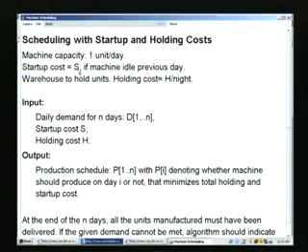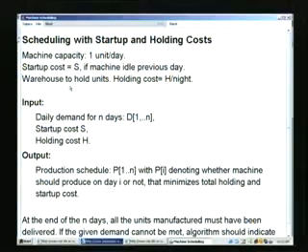However, if I want to start a machine on some day, what I mean by that is that if the machine was not on yesterday and I want to get it working today, then I have to pay a startup cost, and that startup cost is some S units which is defined as a part of the input. Clarifying again, if the machine was on yesterday, then I do not pay a startup cost today if I want to keep the machine working. If the machine was off yesterday, but I want to start it today, then I will have to pay a startup cost.